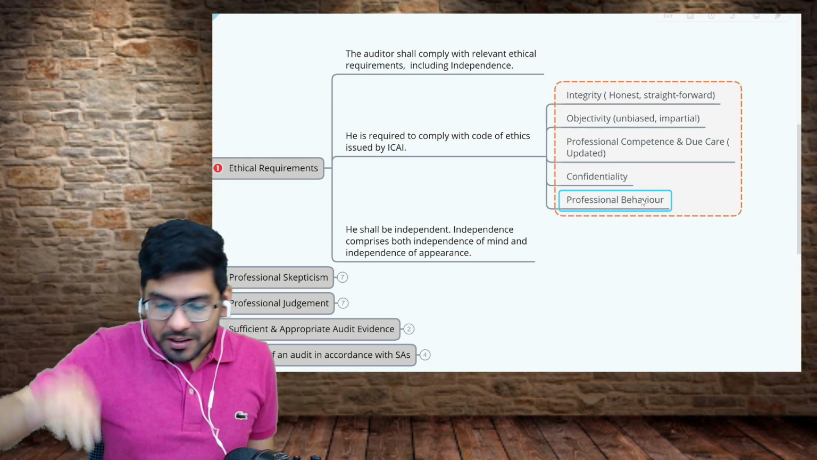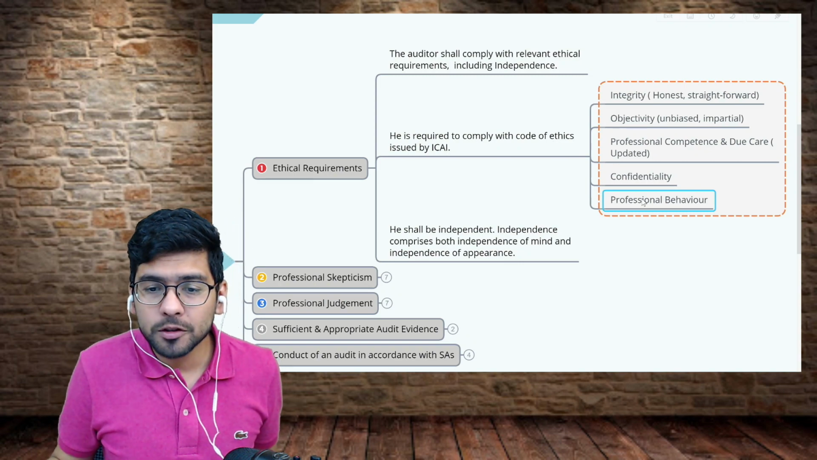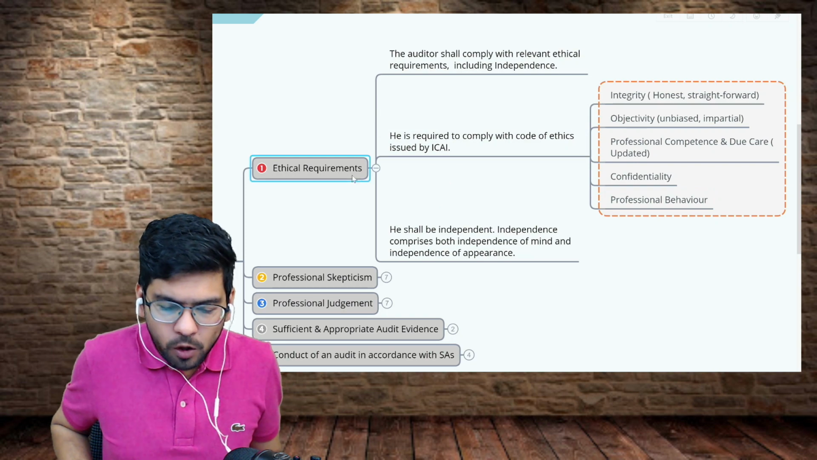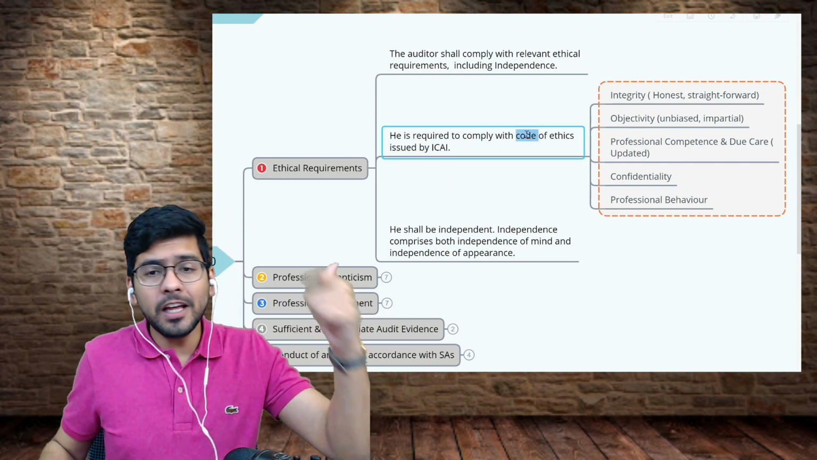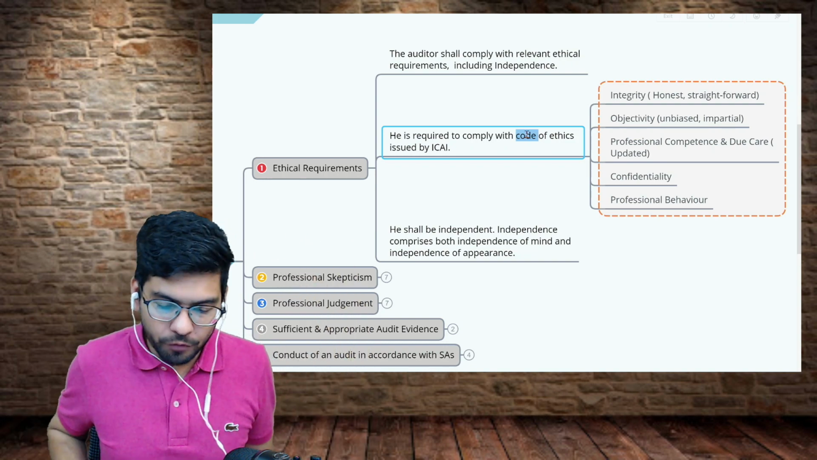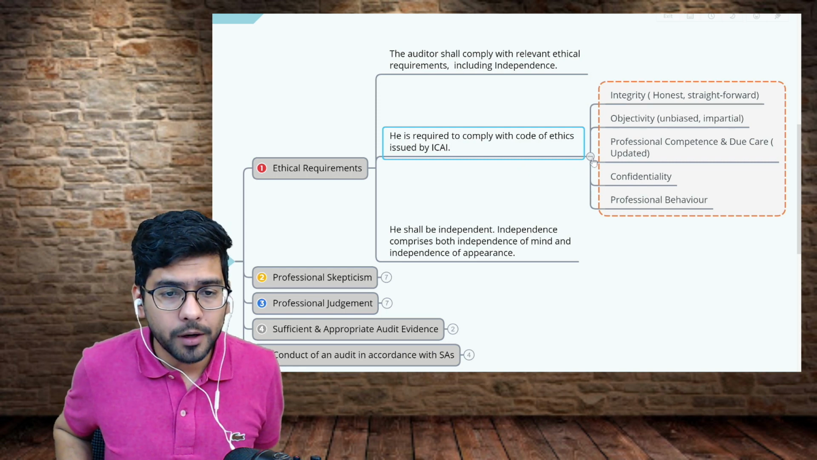Okay, so these are the 5 points. A question they may ask you: explain the ethical requirements, or explain what all requirements have to be complied with as per the code of ethics issued by ICAI. So integrity, objectivity, professional competence and due care, confidentiality and professional behavior. Is this clear to everyone, this point, ethical requirement?